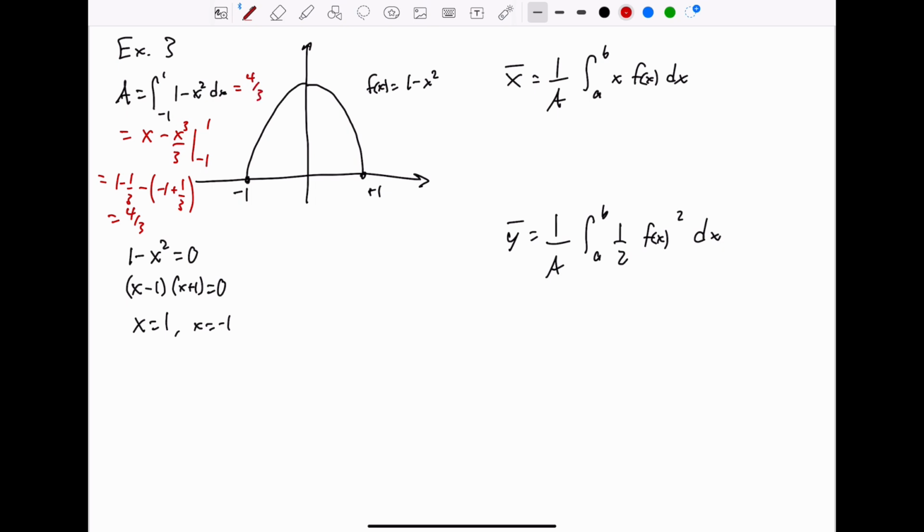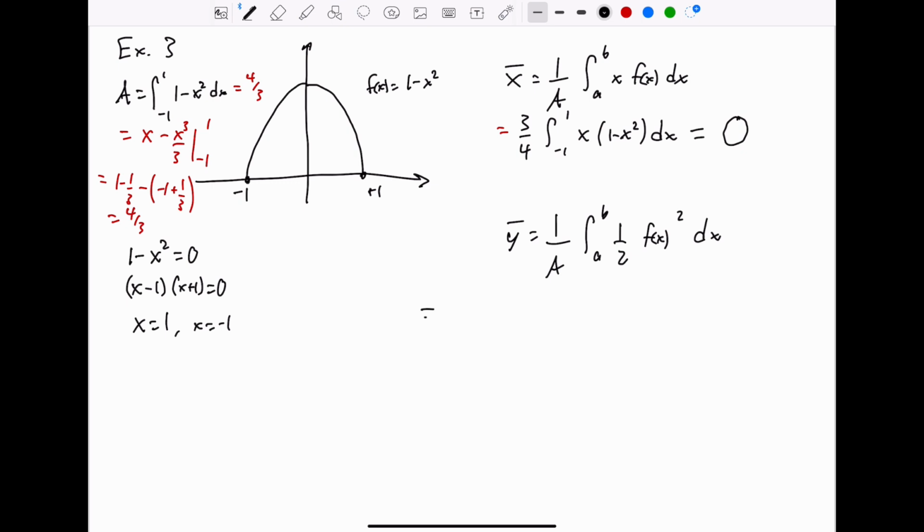Now let's focus on the x component of the centroid. We have 1 over A, 1 over 4/3 is 3/4. So 3/4 times the integral from -1 to 1 of x times 1 minus x squared. Now we could take the time to distribute the x and solve this integral, but it turns out that this integral has a value of 0. So we have 3/4 times 0. The x component of the centroid is 0.